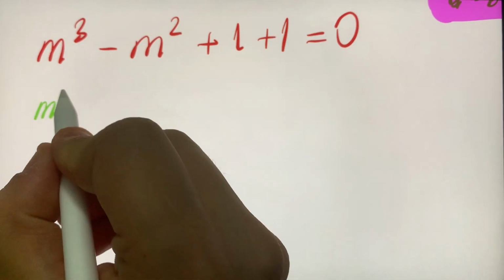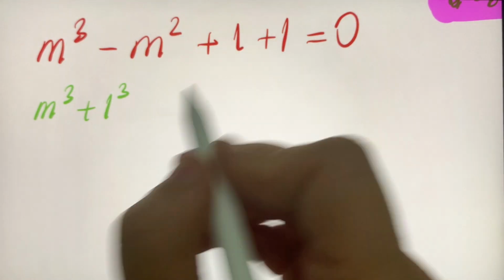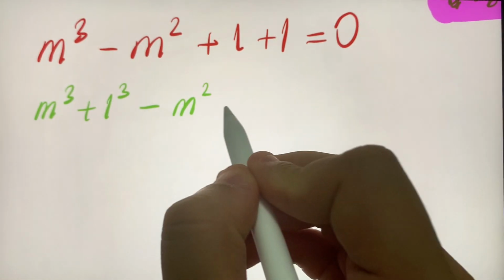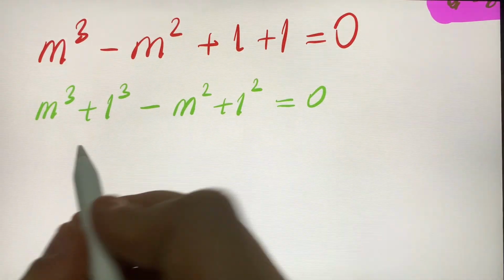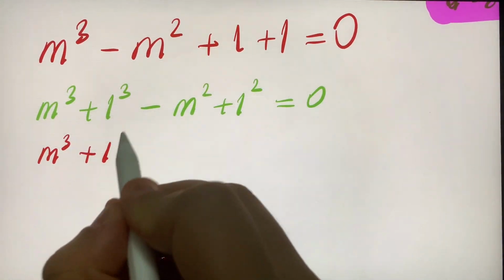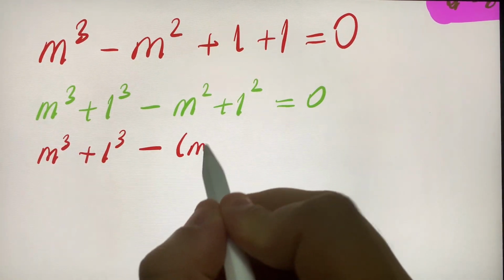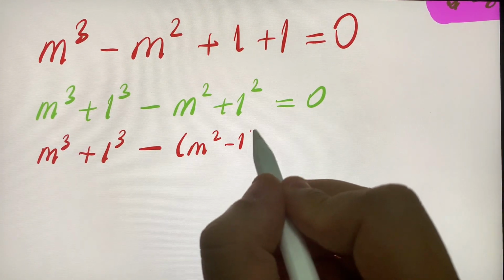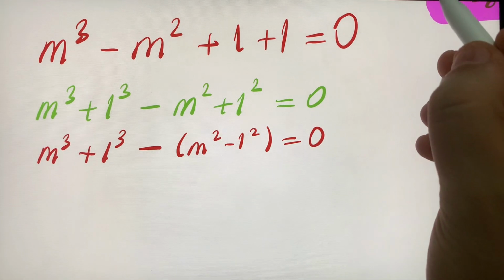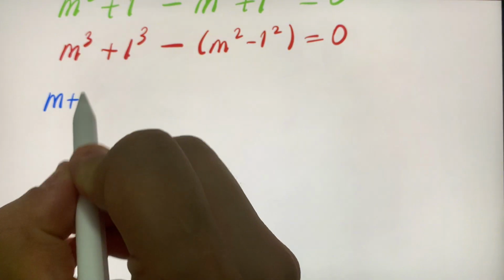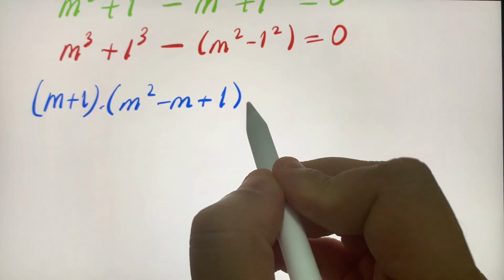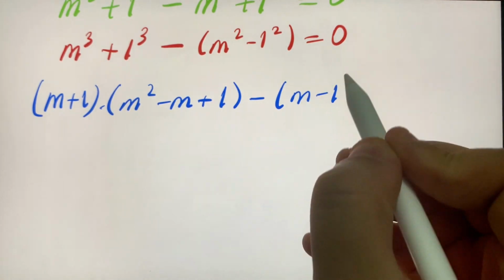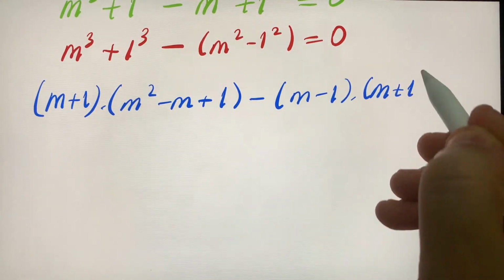If I write this as m cubed plus 1 cubed minus m squared plus 1 squared is equal to 0, or m cubed plus 1 cubed minus parenthesis m squared minus 1 squared is equal to 0. Now I can apply the rules: m plus 1 times m squared minus m plus 1, minus m minus 1 times m plus 1 is equal to 0.